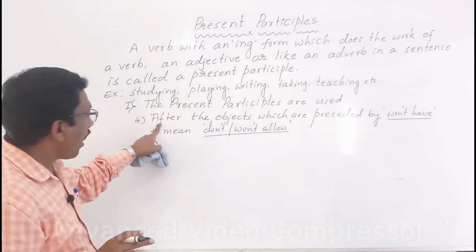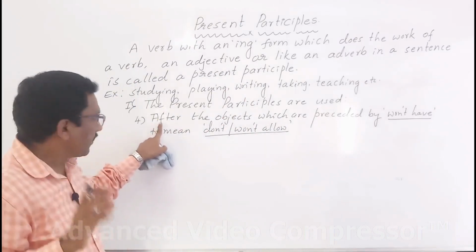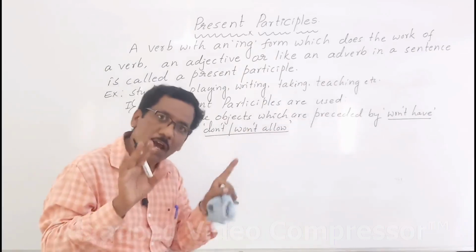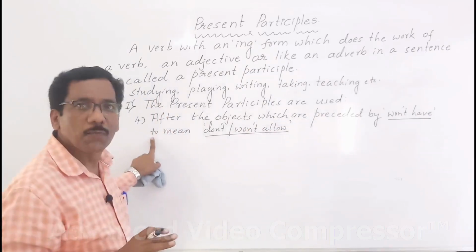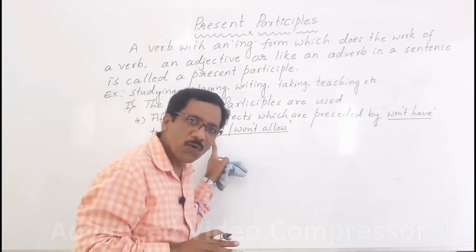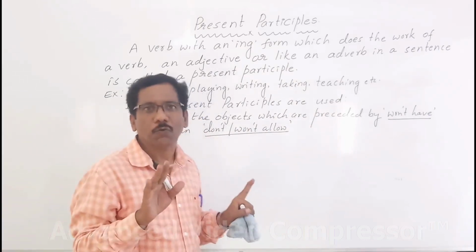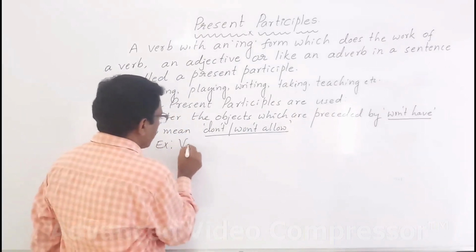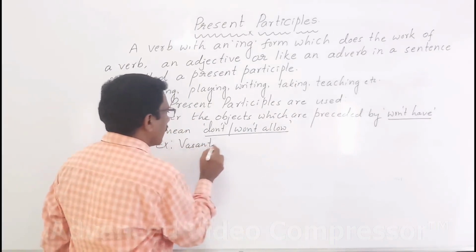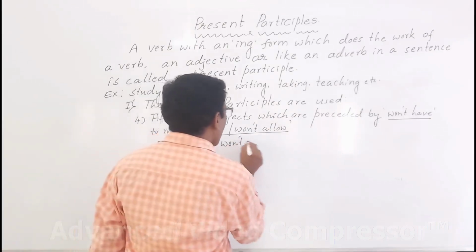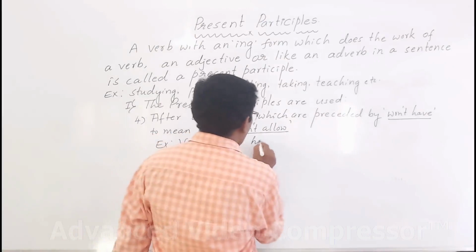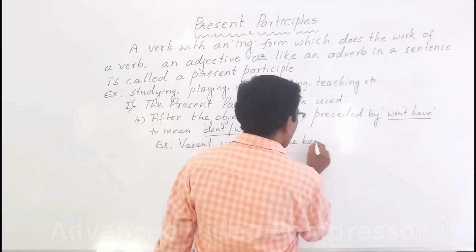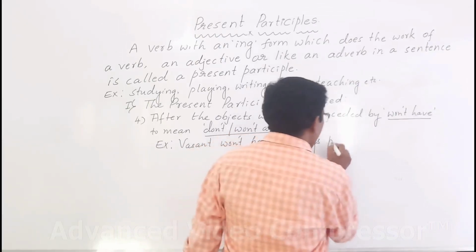See here. Present participles are used after the objects which are preceded by the won't have structure to mean what? To mean won't or don't allow. For example, Vasant won't have the boys playing in his garden.